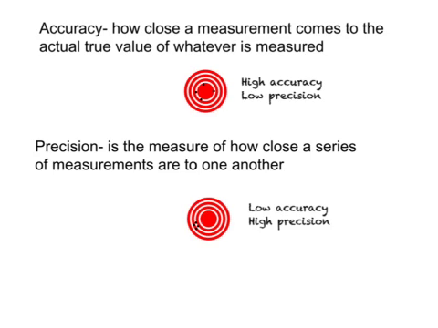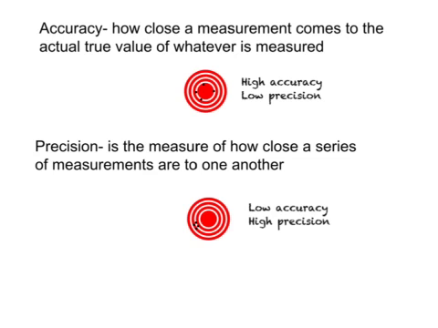In chemistry, we want experimental measurements to be reliable. We want them to be correct, or close to the ideal or true value, and reproducible, meaning we can get similar measurements again and again. Accuracy is how close a measurement comes to the actual true value of whatever is measured. The top graphic shows arrows that are close to the bullseye and have a high accuracy.